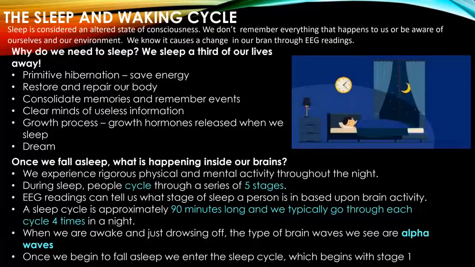Okay. When we're awake and we're just drowsing off, we see alpha brain waves, which are the waves we saw a little earlier, and we'll see them again on the next slide. And once we begin to fall asleep, we enter the sleep cycle, which begins with stage 1. So sleep is cyclical, moving through different stages. Each cycle takes about 90 minutes during the course of the night.